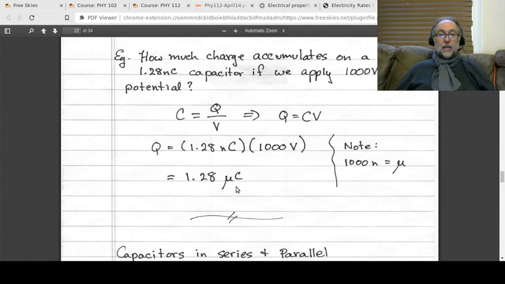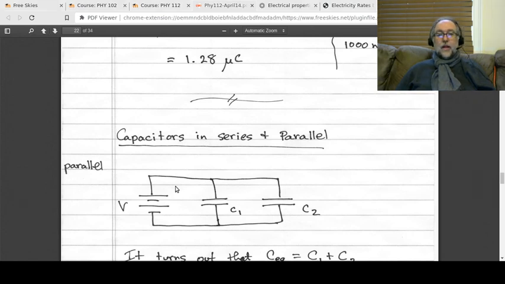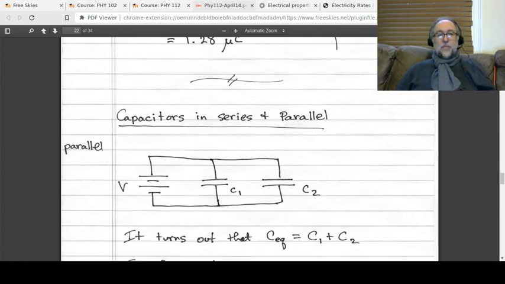And if you put probes on both, or wires on both ends, and you touch them, you would definitely see a spark. This is not a trivial amount of charge. This is a fair amount of charge. So there you go. There's the general theory of capacitors.